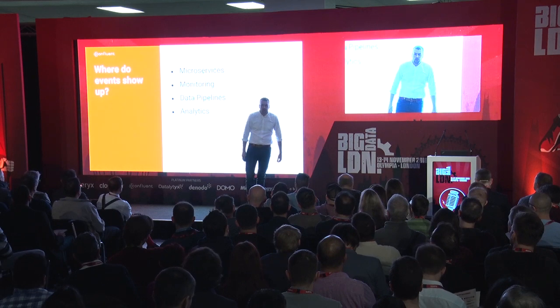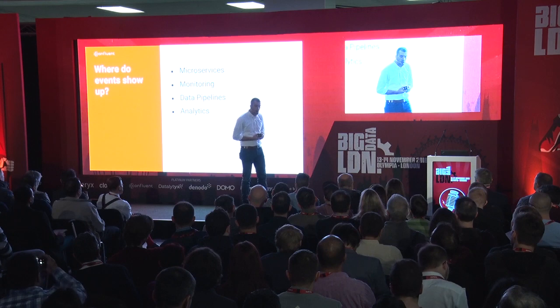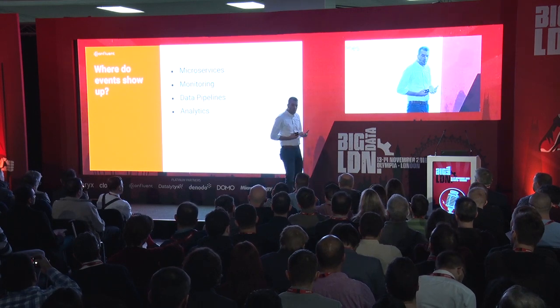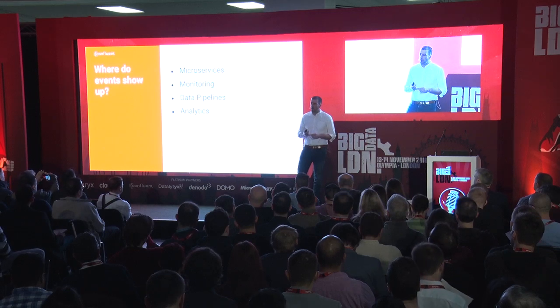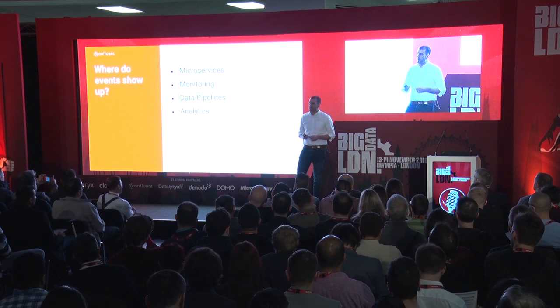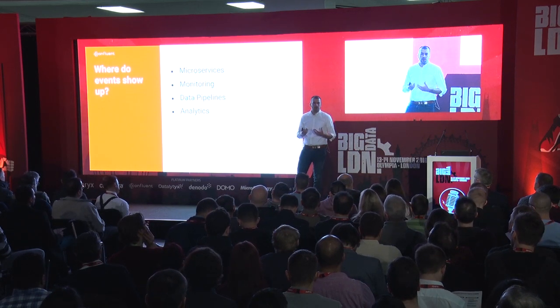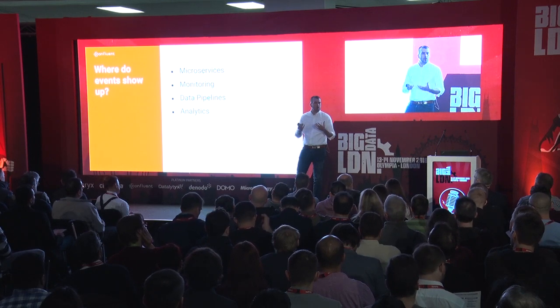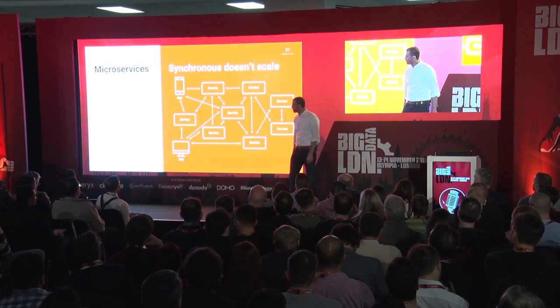But if you look at some of the areas where this idea of events is showing up, it's showing up in a bunch of different types of systems. It's showing up in microservices. It's showing up in monitoring systems. It's showing up in data pipelines. It's showing up in analytics. And so I'll talk about these a little bit. I'll talk a little bit about some of the things in Kafka that help it support this type of event-oriented thinking. So let me go through some of these examples.